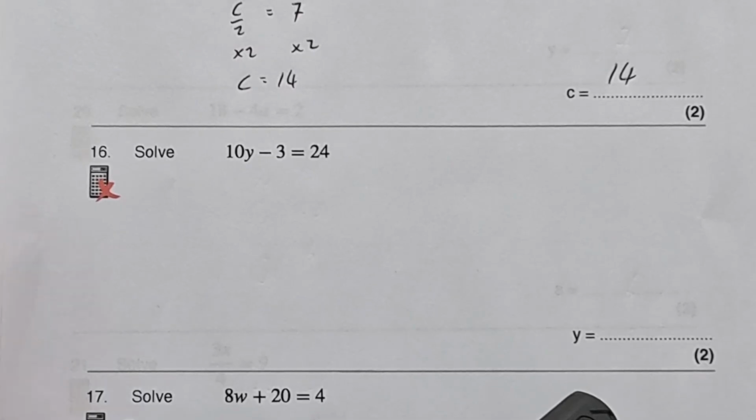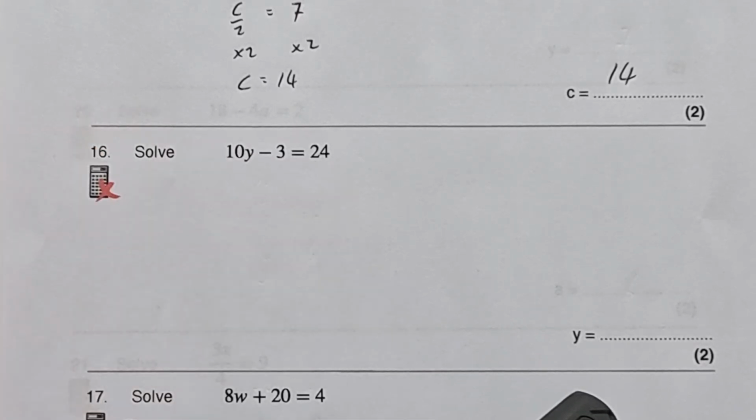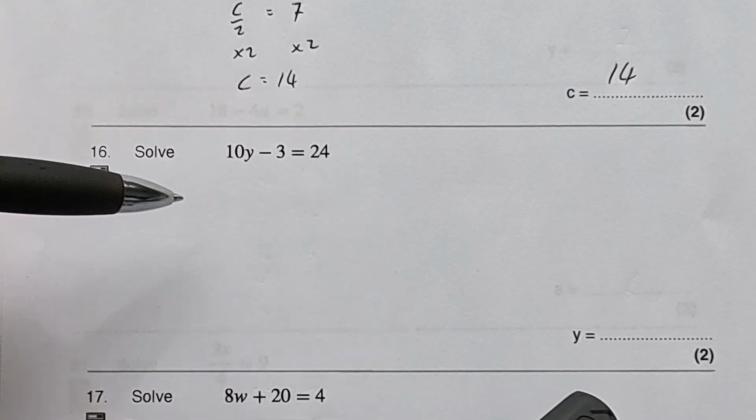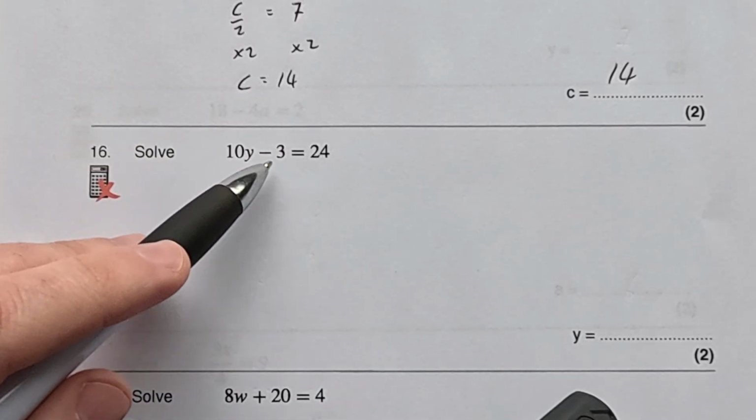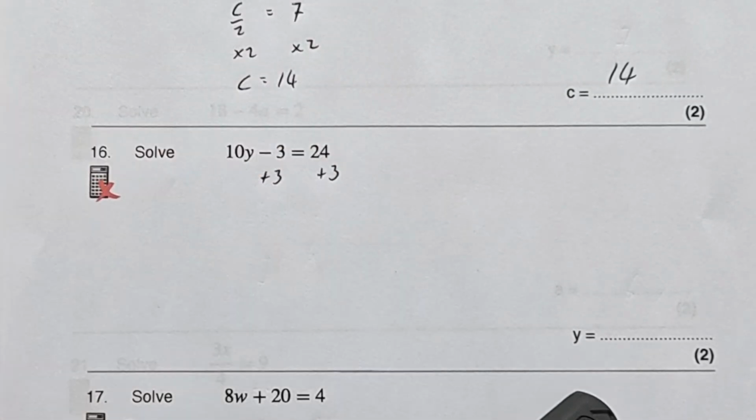Okay, let's look at our next question, question number 16. This time we've been asked to solve 10y take away 3 equals 24. To begin with, we're going to add 3 to both sides to get rid of this take away 3. So we'll add 3 to the left hand side and add 3 to the right hand side.